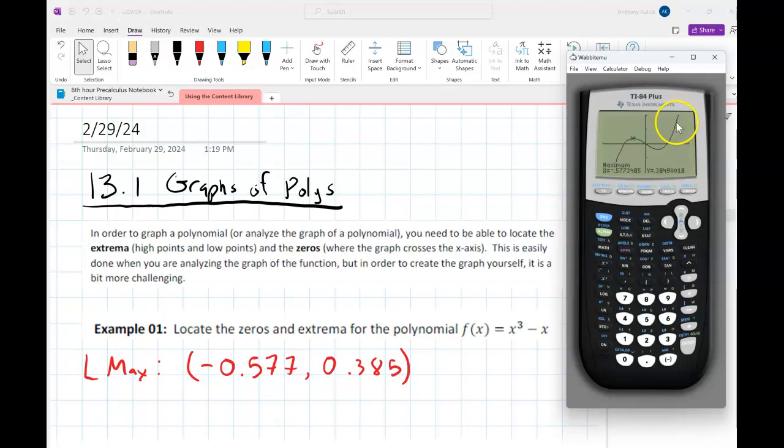Because say for instance, this point right here has a bigger y value than the point we just found. So it can't be the global max because there's lots of points that have bigger y values than that one. You know what I'm saying? There's not one point that's bigger than or equal to all of the points, because it's going up forever, right? So there's no global max here.